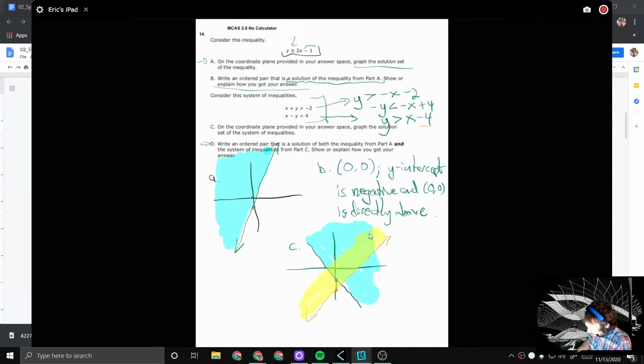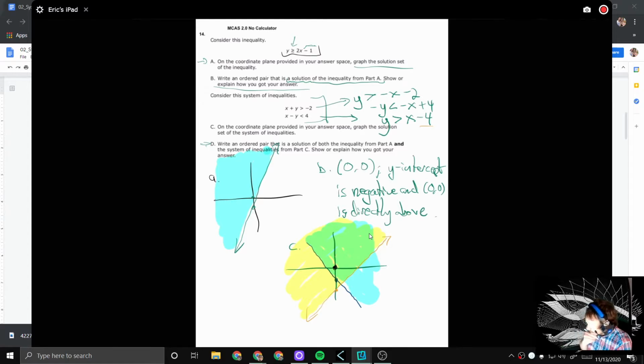And when we shade everything above, we see that the shared region is that green region. Yellow and blue makes green. That green region. And I can pick a point in there. And again, the origin works. So to have fun, we're going to say 0, 0. An ordered pair that is a solution to both A and the system of inequalities from C.